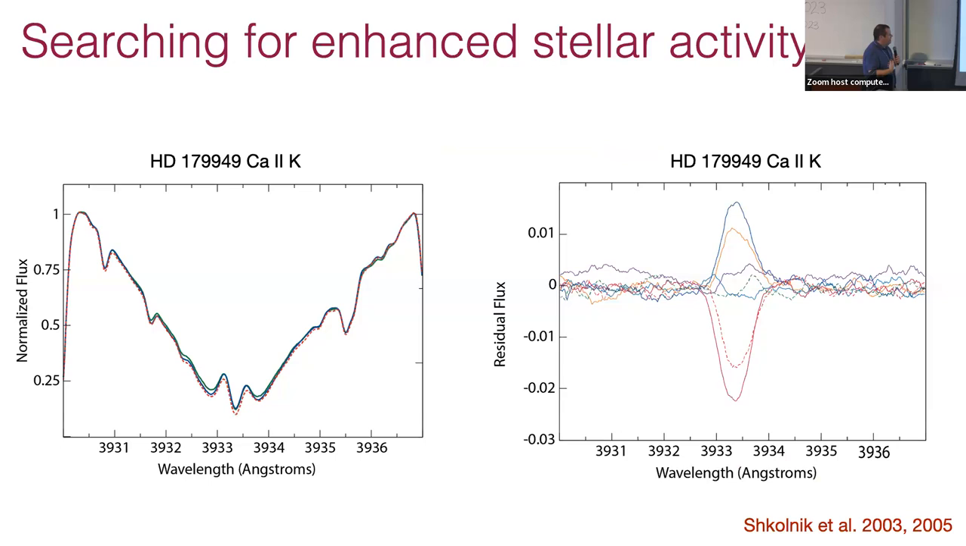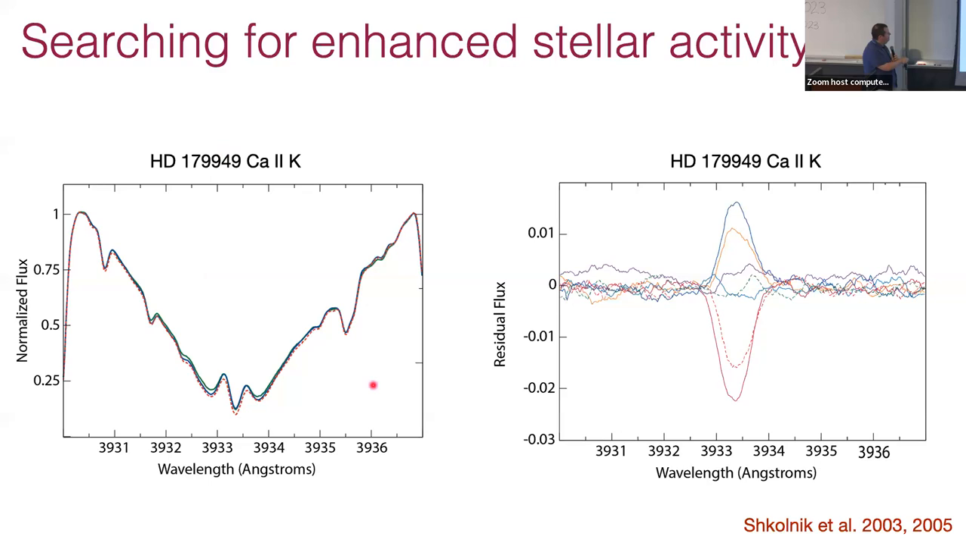My colleague and mentor, Evgenia Shkolnik, was one of the first people to actually search for this sort of emission. Here you're seeing some very high resolution optical spectra of the planet host HD 179949. This is the line core of the calcium K line at 393 nanometers, at the very blue end of the optical, very different to the infrared wavelengths we've been mostly talking about during this workshop. On the left plot is a zoom in of the line, with some photospheric lines on the wings and the line core in the center.